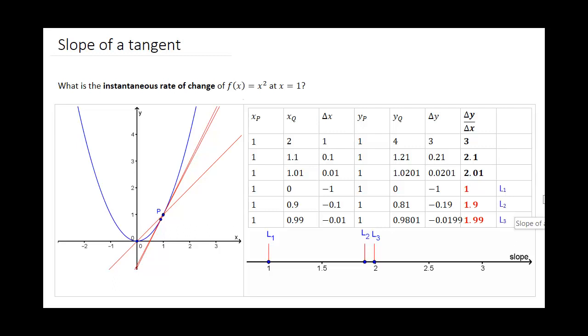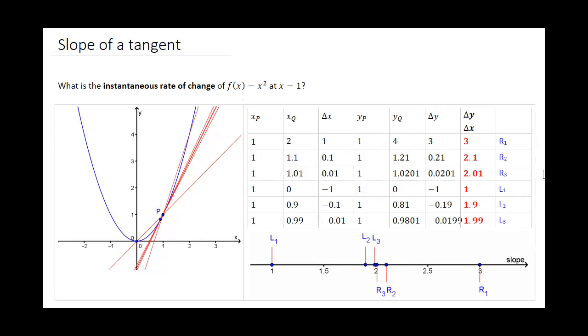When we look at the slopes of secant lines drawn to the left-hand side of P, we see another sequence of numbers, which are denoted L1, L2, L3 here. And when we plot those numbers on the number line, we see that they're moving to the right and also towards the number 2.